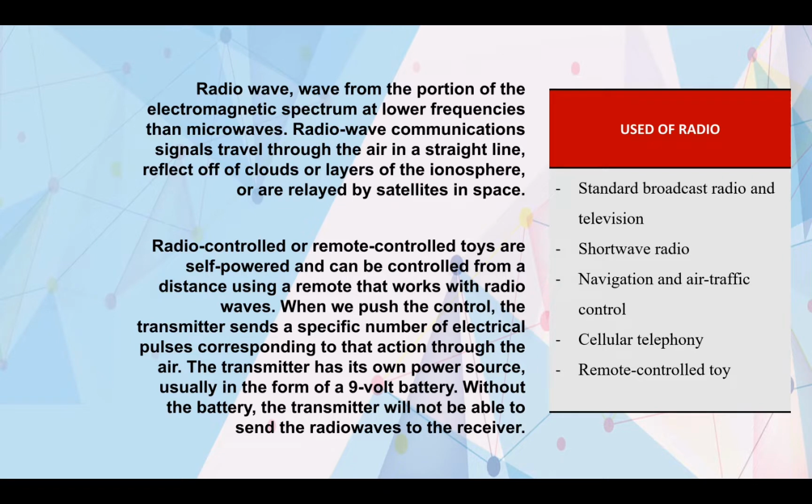An example of radio use is radio control or remote control toys, which are self-powered and can be controlled from a distance using a remote that works with radio waves. When we push the control button, the transmitter sends a specific number of electrical pulses corresponding to that action through the air. The transmitter has its own power source, usually in the form of a 9-volt battery. Without the battery, the transmitter will not be able to send the radio wave to the receiver.